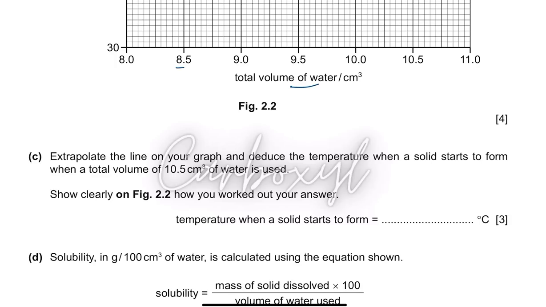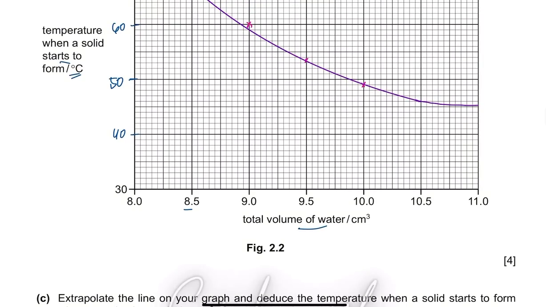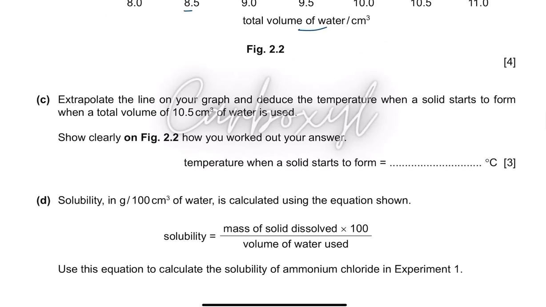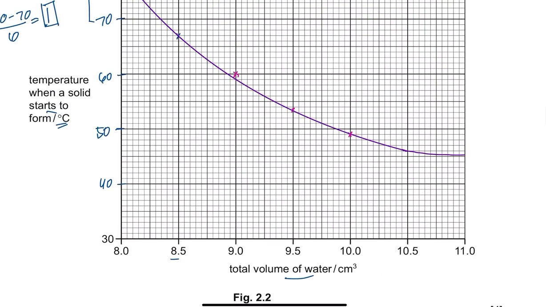Now extrapolate the line on your graph and deduce the temperature. Extrapolate means to extend the line forward, with dotted points. So extend the line on your graph and deduce the temperature when a solid starts to form, when the total volume is 10.5. I've already extended the graph. At 10.5, what is the temperature when the solid starts to form?